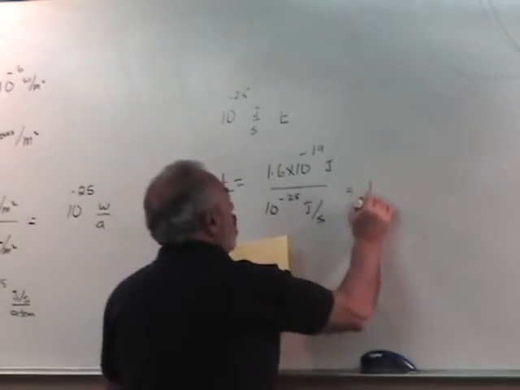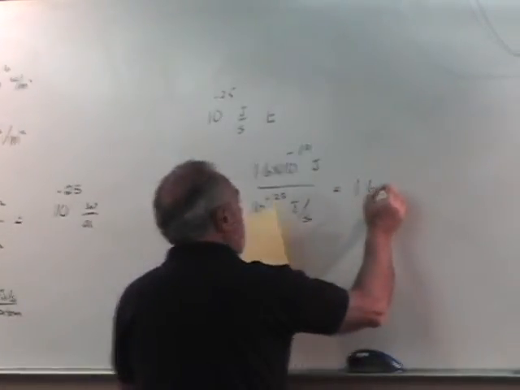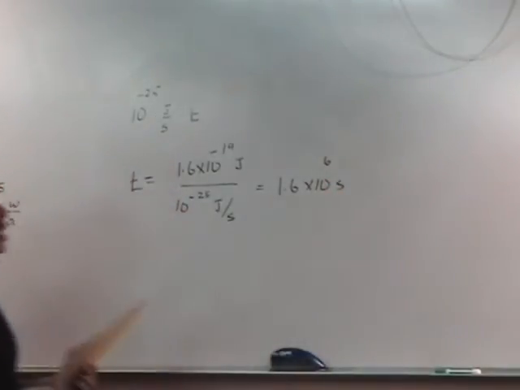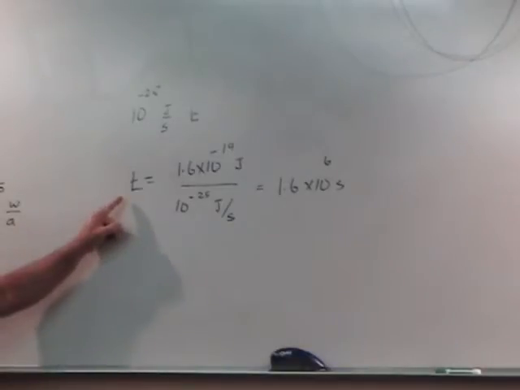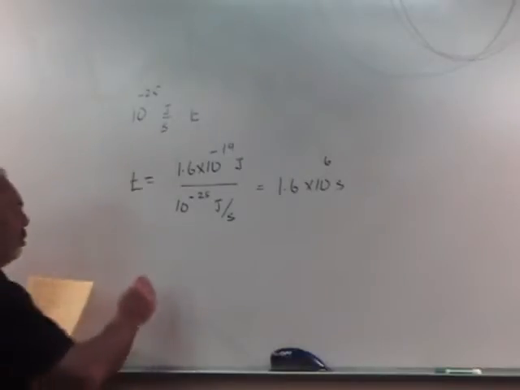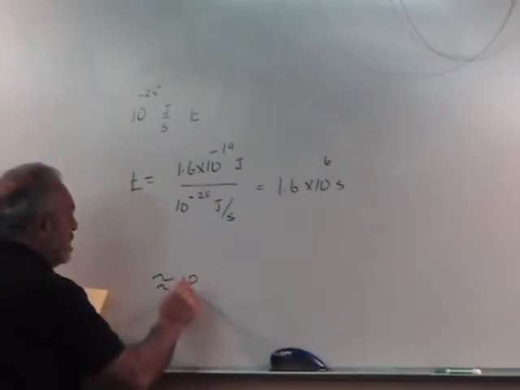And that is 1.6, here's where I read it backwards, 1.6 times 10 to the 6 seconds. So what I just did was give one electron volt of energy. How long will it take at this rate for one electron to absorb 1 electron volt's worth of energy? It's going to take 1.6 times 10 to the 6 seconds, which, by the way, is approximately 18 days.